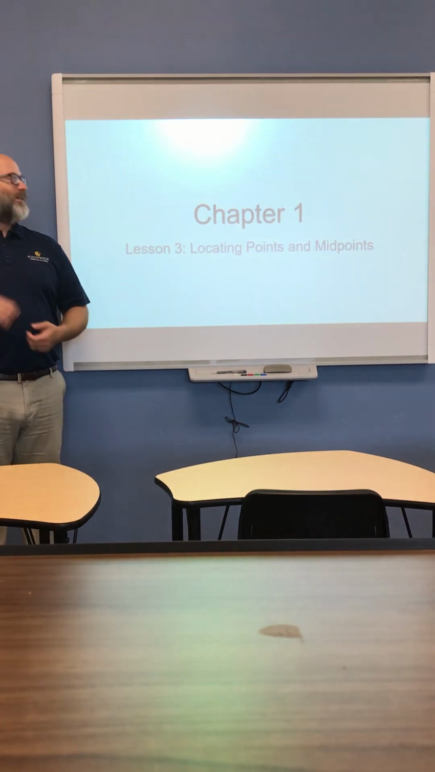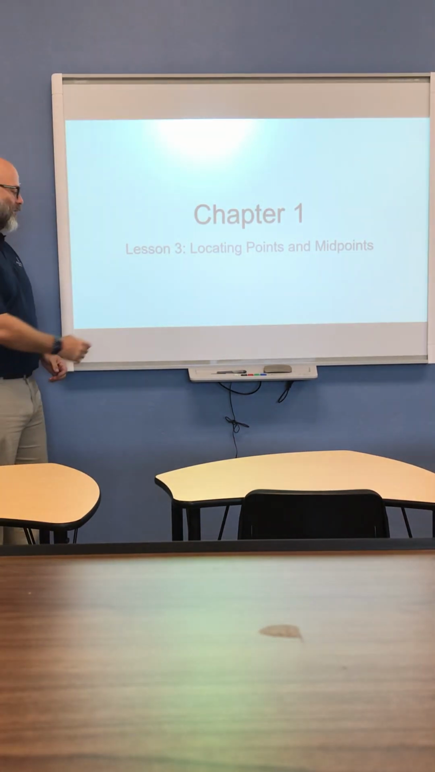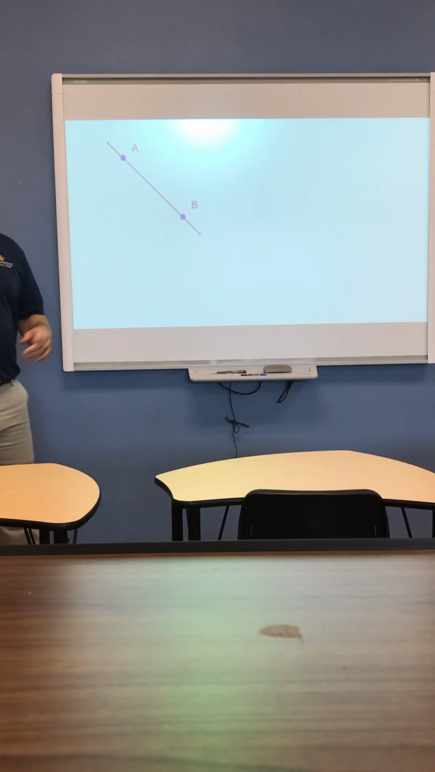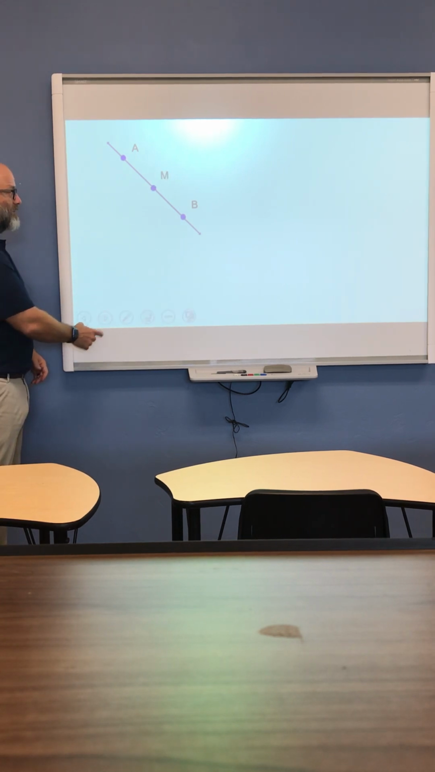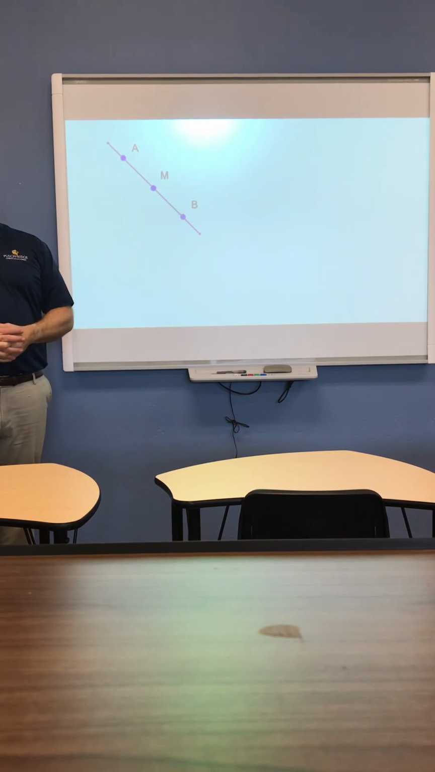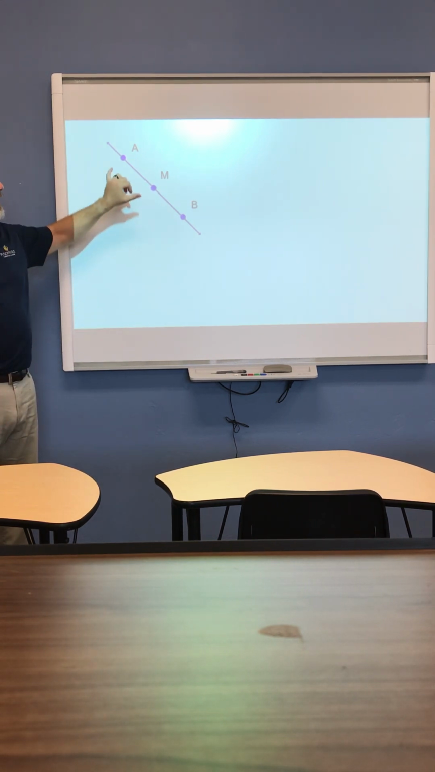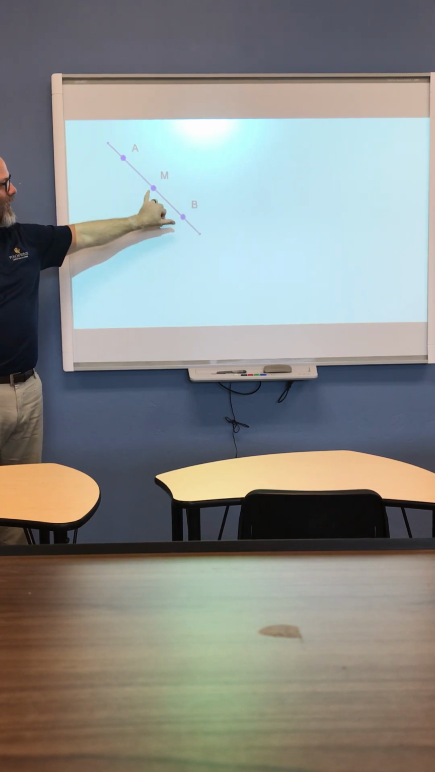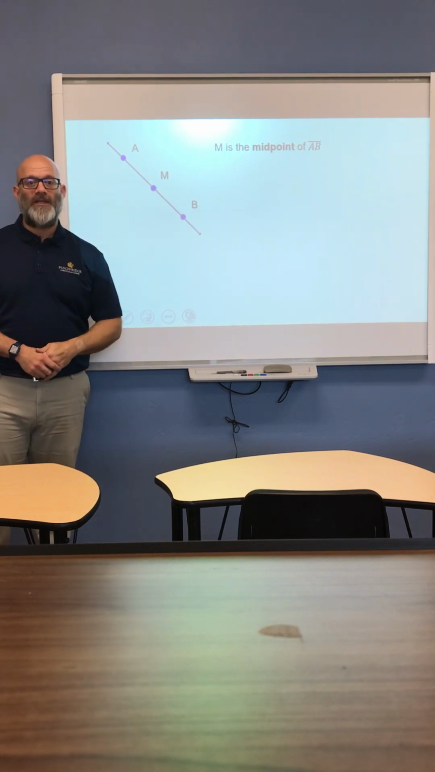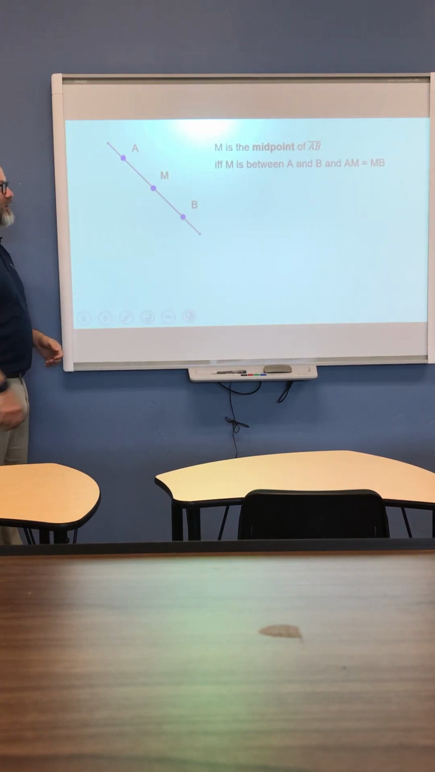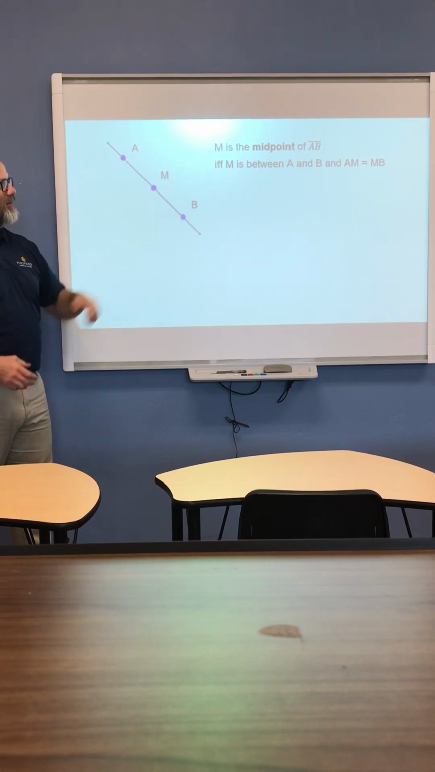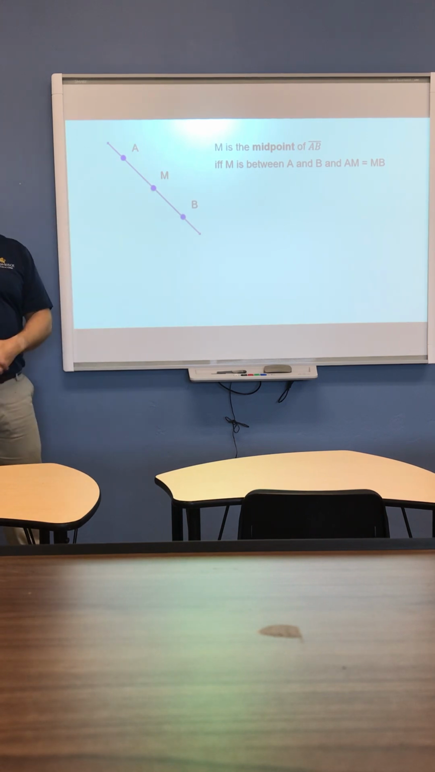Hey folks, we're up to chapter 1, lesson 3, locating points and midpoints. All right, this is a line. It's the line AB. There's also the line segment AB, and it has a midpoint, a halfway point, that divides AB into AM and MB. We say M is the midpoint of AB if and only if M is between A and B and AM equals MB.